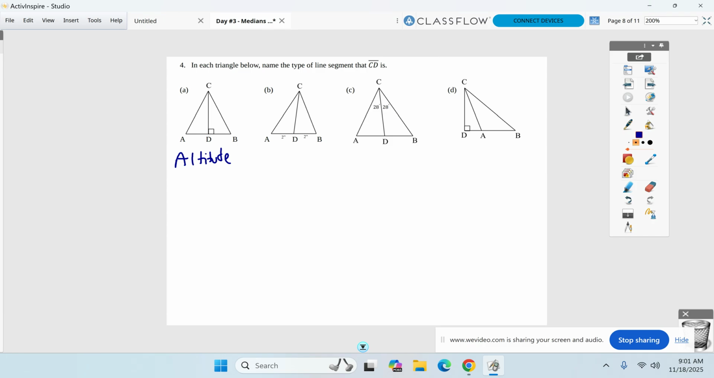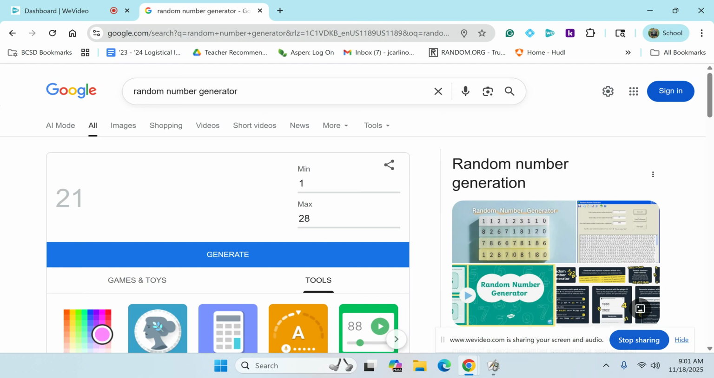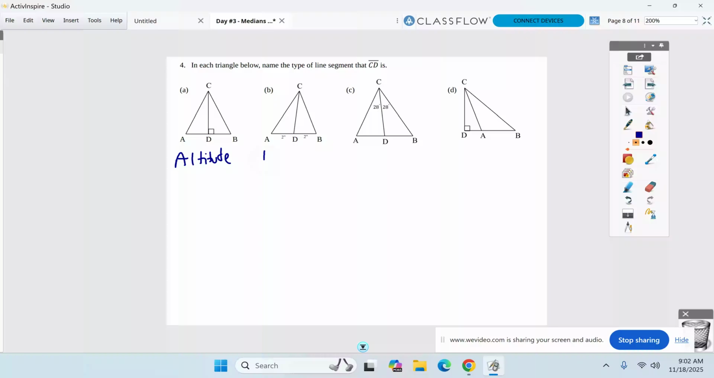Okay, part B. 2 inches, 2 inches. That's it. 2 inches, 2 inches. What's CD up here? Sam? Median. That is a median. I do not see a right angle. So it is not a perpendicular bisector. You need both to be a perpendicular bisector.